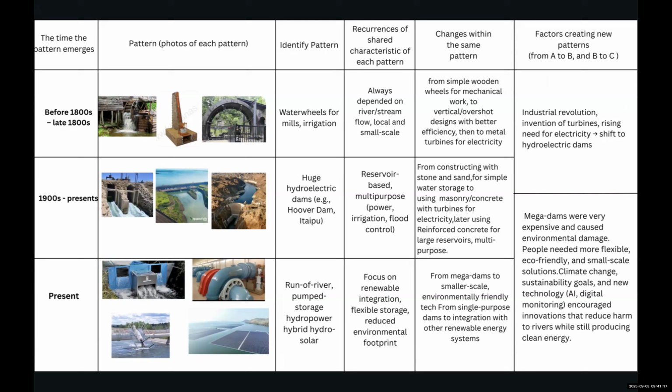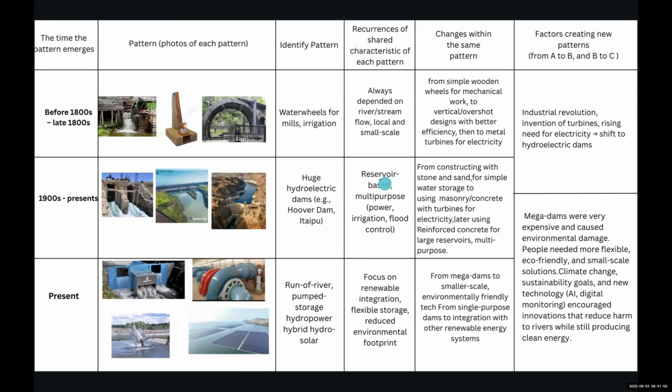Hi everyone. My name is Wa, and today I want to share how hydropower has changed over time, and especially how patterns evolved when new factors came in. If we look back before 1800, the first pattern we see is the water wheel, and people used it mainly for irrigation. It was simple, small, and always tied to the flow of the river. Over time, the design got better from wooden to overshot wheel and later an early turbine.